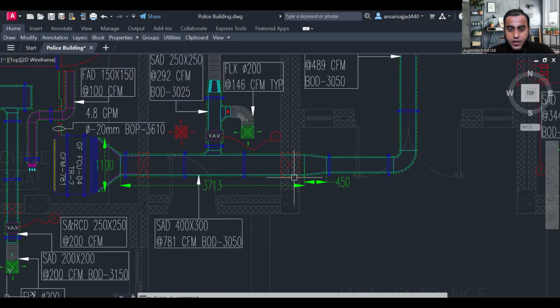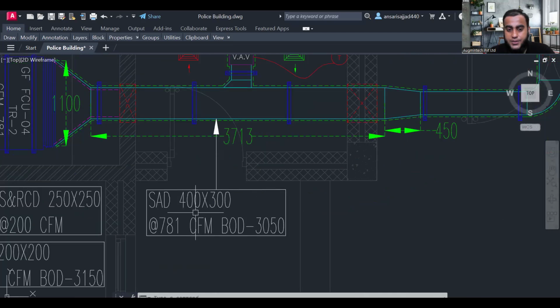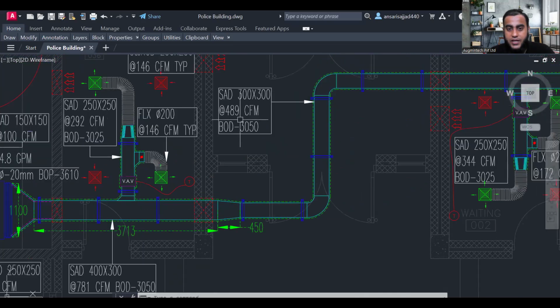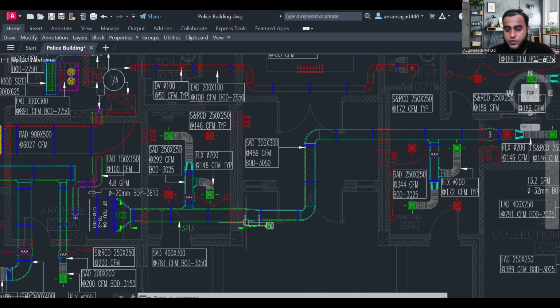Before reducing, the W naught value is 400 mm, correct? And the height is 300 mm. And after reducing, the height and width are 300 by 300, correct? And the reducer length is 450. I want to find out the pressure loss value.